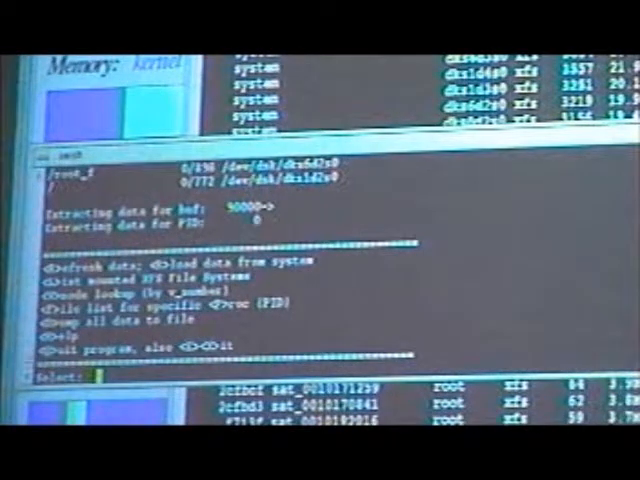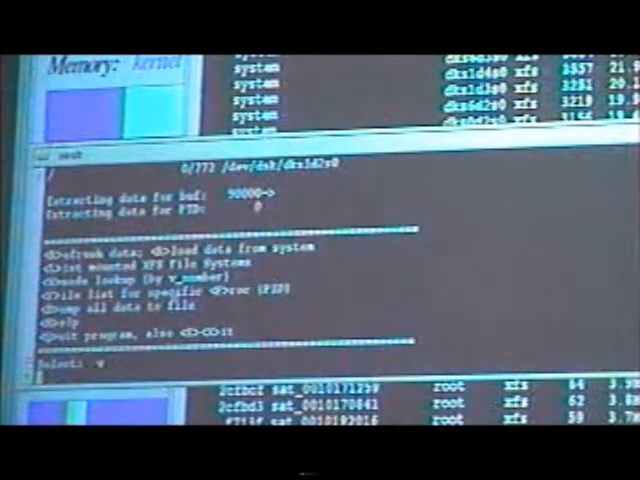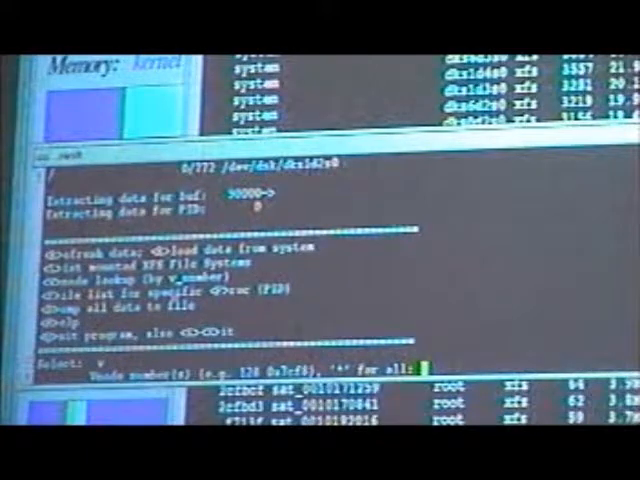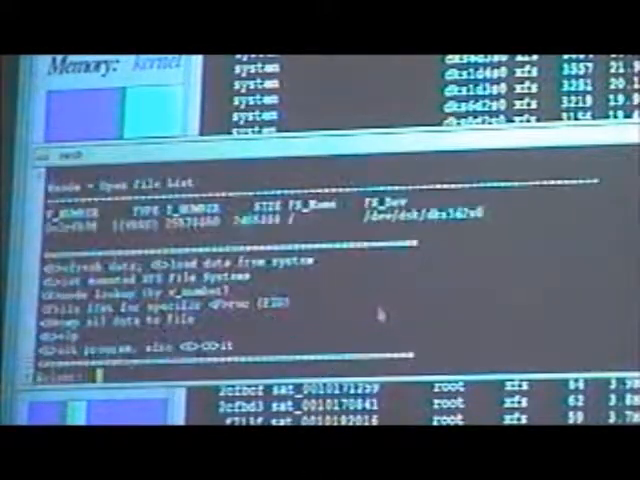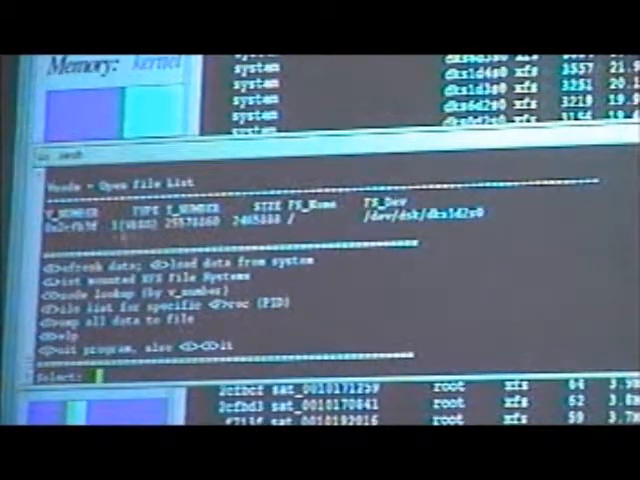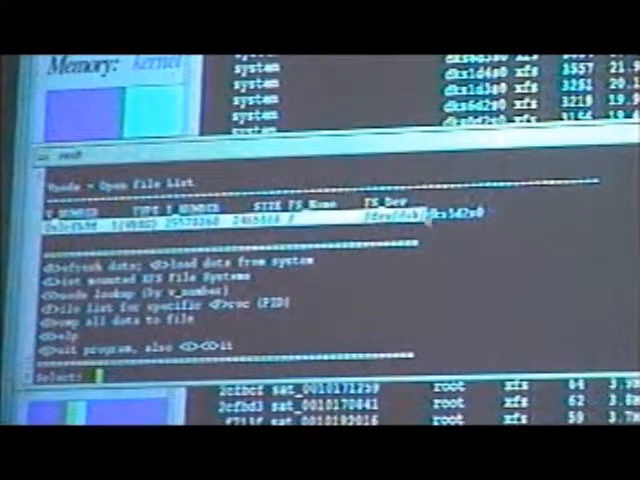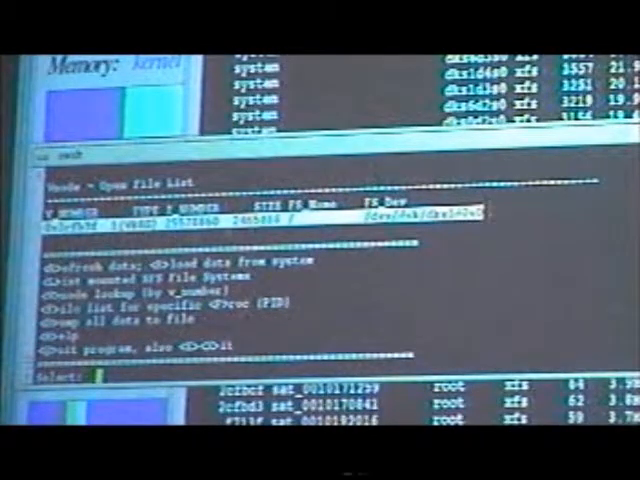So it basically went through that buffer header chain so I can get new data or reload from the system, list mounted file systems, or here's my vnode lookup by vnode number. So that's what I'm going to try here. I think I have to be in hex, so I have to have the 0x in front of it because it was not over here. Okay, so it now went through there and found this information for that particular vnode number. So I got the inode number, the size, the file system that it's in, that sort of information.